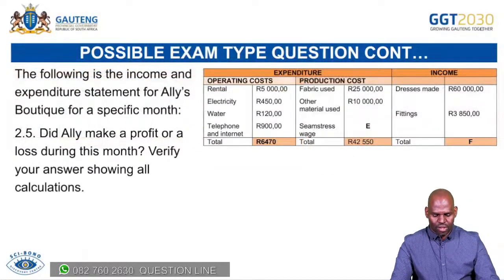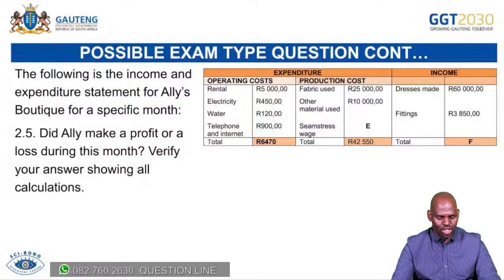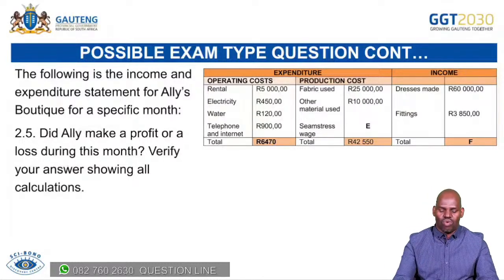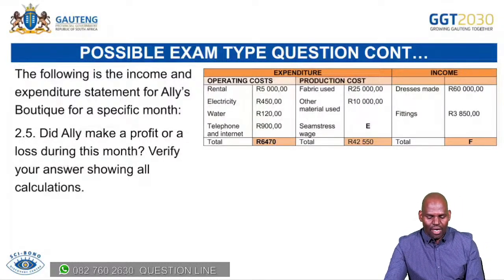Okay, still on the very same question. The following is the income. Of course, we've already read that part. Did Ali make a profit or a loss during this month? Verify your answer showing all calculations. It's very important that the developer of the question has indicated that you must verify your answer showing all calculations, because some of you can actually see without even doing the calculations, because some of the calculations we have already done them. Okay, but let us look at this one.